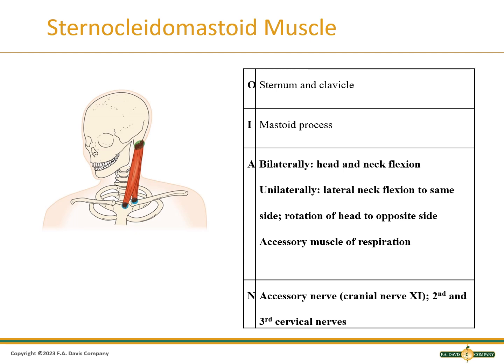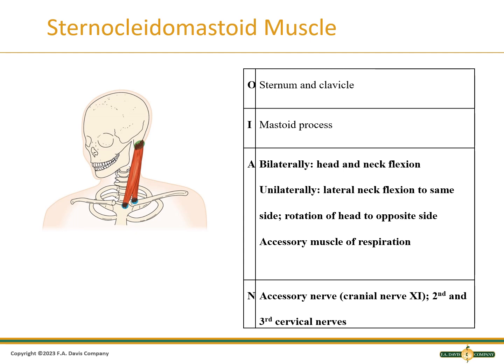My origins are my sternum and my clavicle. My insertion is my mastoid process, remember, because that's more distal to my trunk. The action of sternocleidomastoid, if they both work together, they're going to cause head and neck flexion. So if I have one on each side pulling my mastoid process down, I'm going to have flexion of the head and neck. Unilaterally, though, if those work one side at a time, I'll see lateral neck flexion to the same side, rotation to the opposite side.